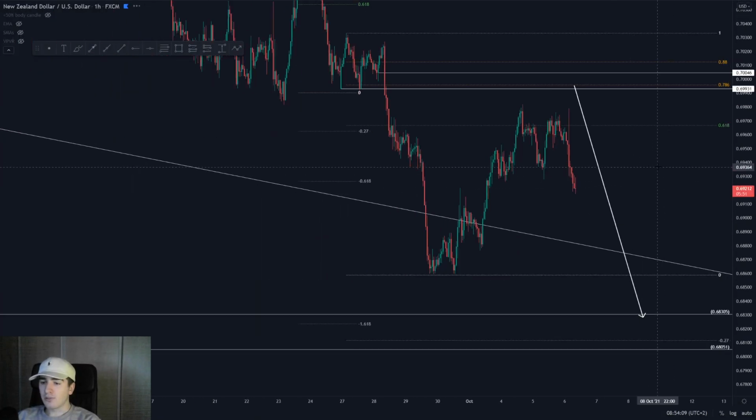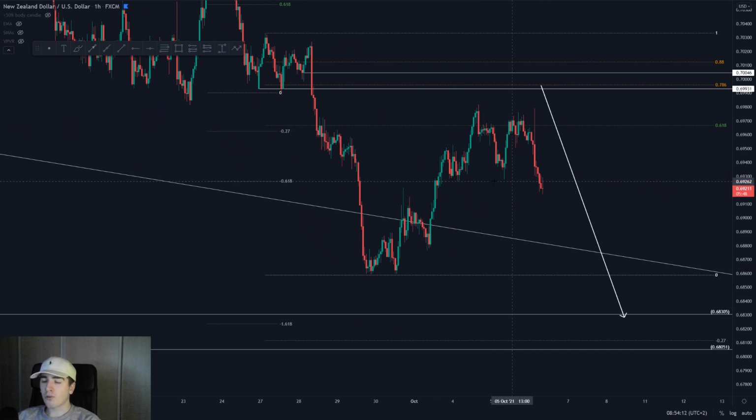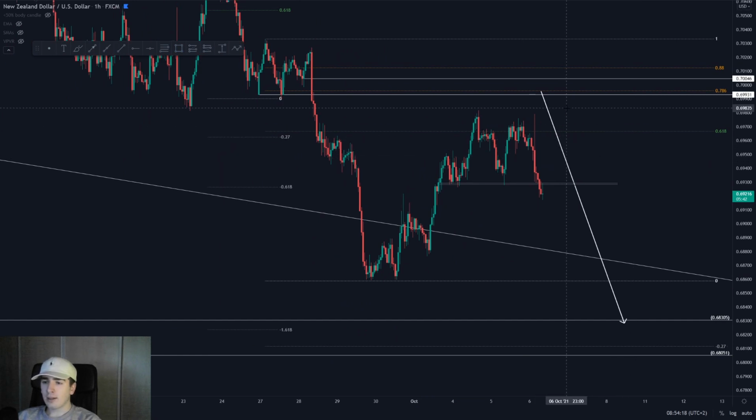And Kiwi dollar is moving down, guys. So this is what I want for Aussie dollar and pound dollar to happen. I want structure to be broken. So currently breaking structure. This area of support has now been broken.